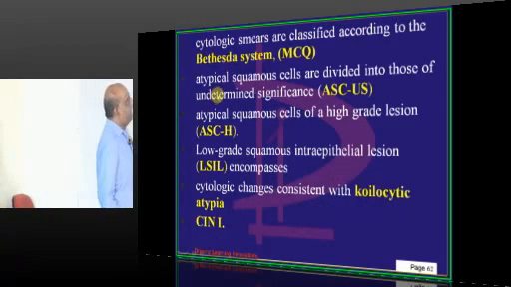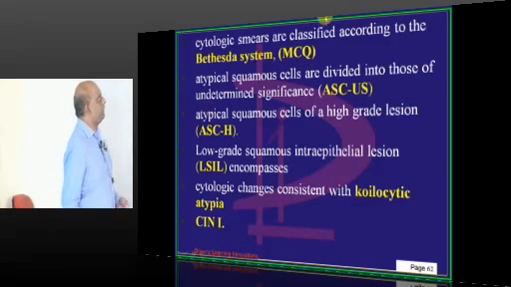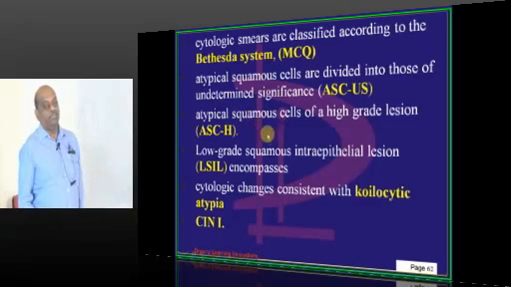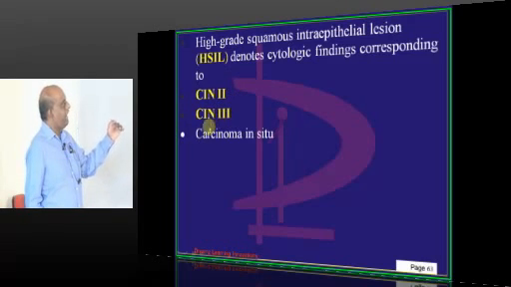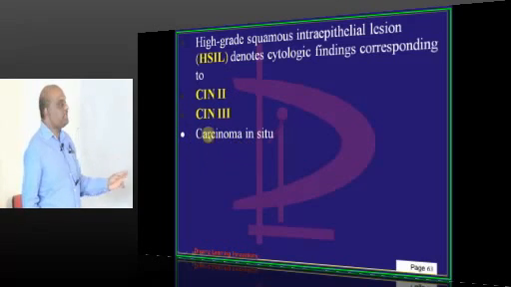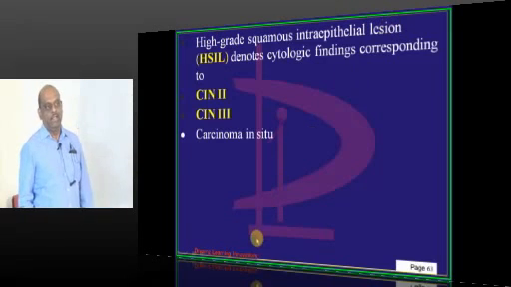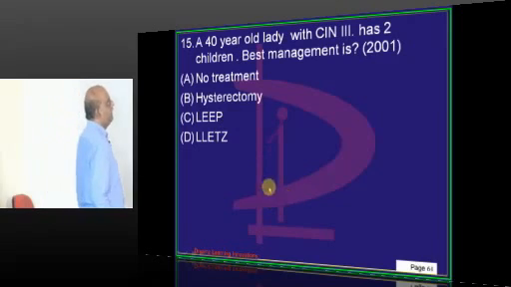So if you look at the cytological classification of the Bethesda system, you have CIN2, CIN3 and carcinoma in situ. These three are placed under the terminology called HSIL. HSIL means high grade squamous intraepithelial lesion on the Bethesda classification, is what you have to basically remember.